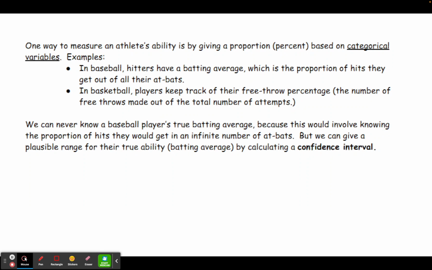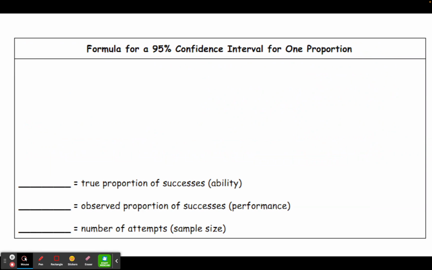Now, we can never know a baseball player's true batting average because this would involve knowing the proportion of hits they would get in an infinite number of at bats. But we can give a plausible range for their true ability, which would be their actual batting average, by calculating a confidence interval. We're going to write down the formula for a confidence interval first, and then we'll run through a couple of calculations. So, this is the formula for a 95% confidence interval for one proportion.